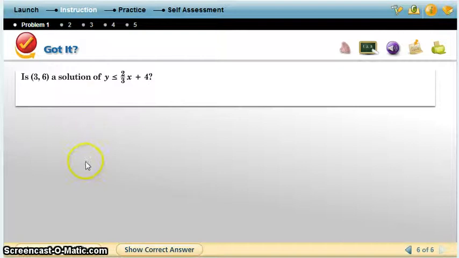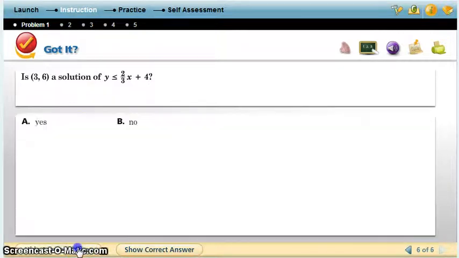So plug in 3 and 6 into your inequality. Here are some answer choices, just yes or no. That's that simple. Is it a solution or not? Pause the video if you need to. Take a minute to simplify that.